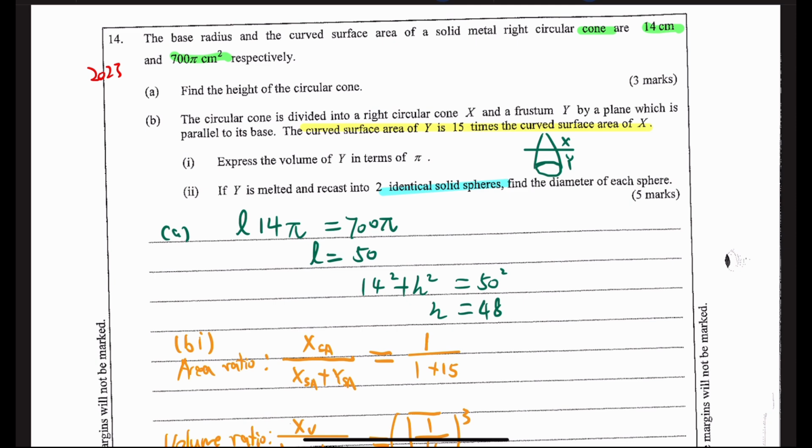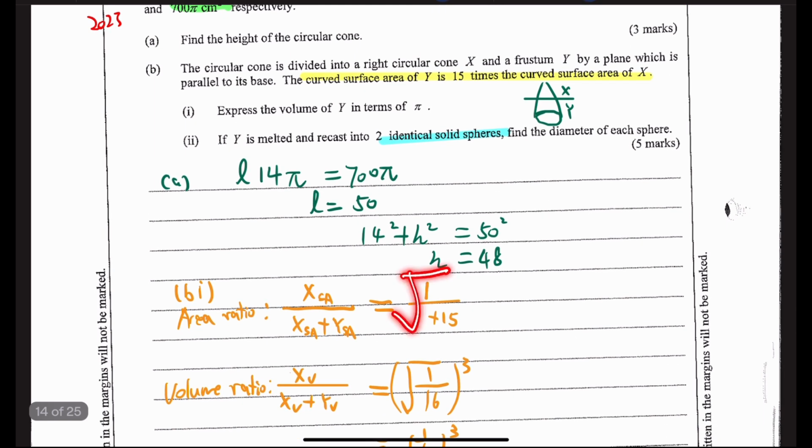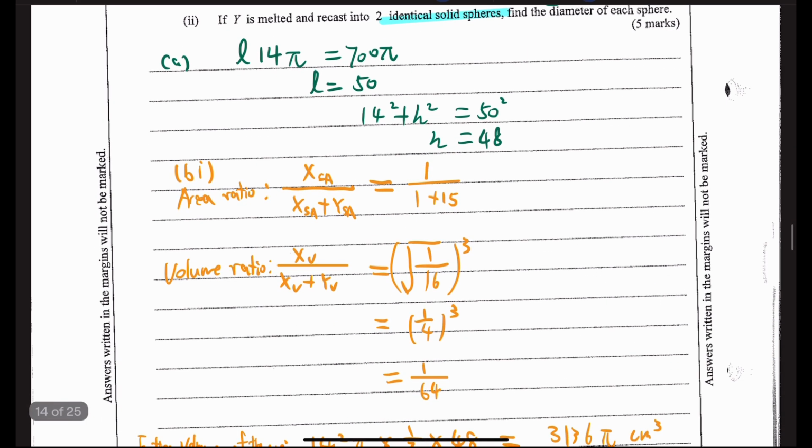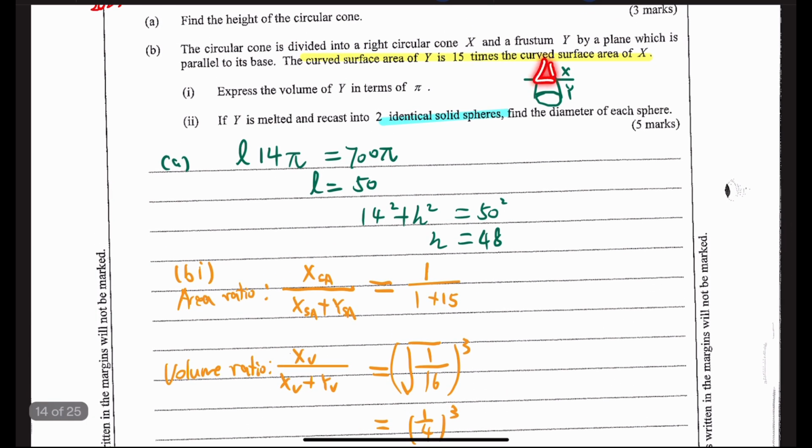So 1 to 16, now we can change into the volume ratio. How? By first square rooting it, and actually square root is to find the length ratio. We just skip a step here. Find the length ratio 1 to 4, and then to cube it, we have 1 to 64. So we find out the volume of the smaller cone to the larger cone will be 1 to 64, okay?